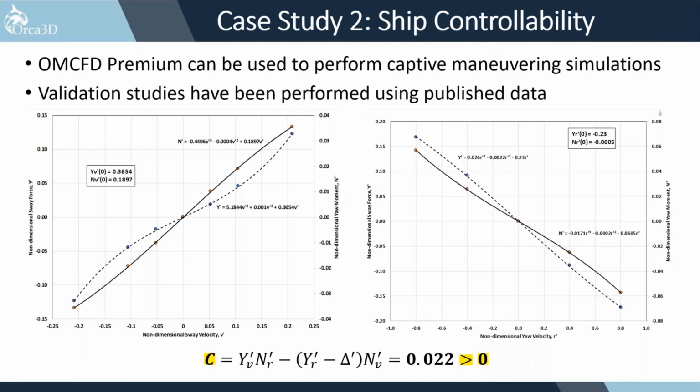If this hull was to experience a disturbance, it would come back to a stable straight line course. If it was negative, that would mean it would be unstable, and you would have to look at things to do to your design in order to improve its directional stability.